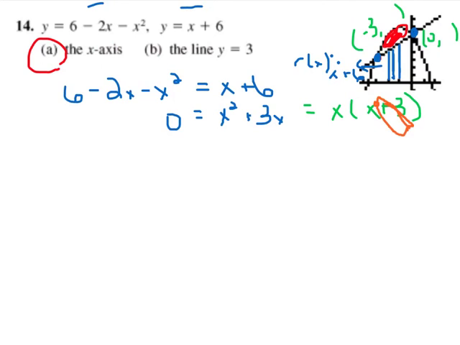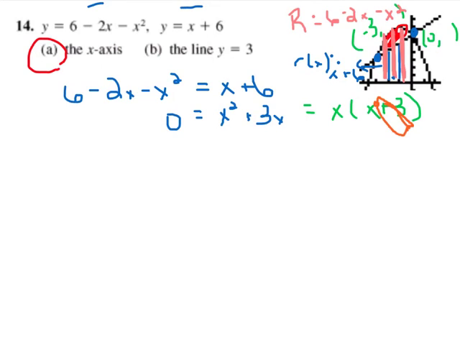Alright, now let's do the outer radius. The outer radius, you can see, goes to the curve. So that's going to be my big radius, and again, my big radius goes to the curve. So that's the 6 minus 2x minus x squared. And I apologize for the complete and total mess.